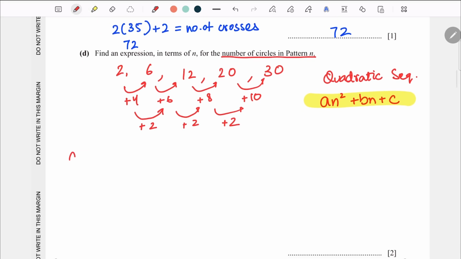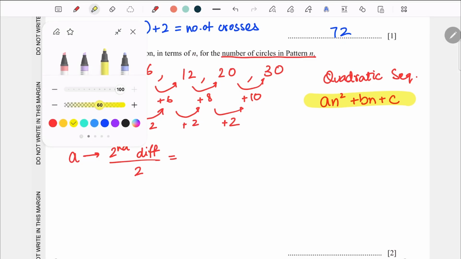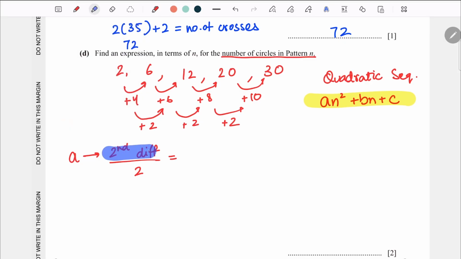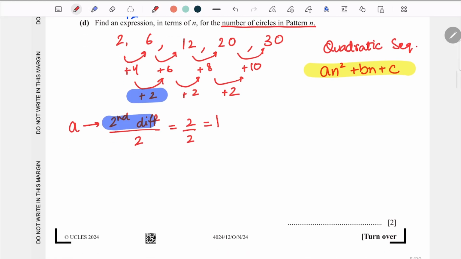First, to find the value of a, the formula is second difference divided by 2, and the second difference in this case is plus 2. So I'm going to write 2 divided by 2, that is equal to 1.